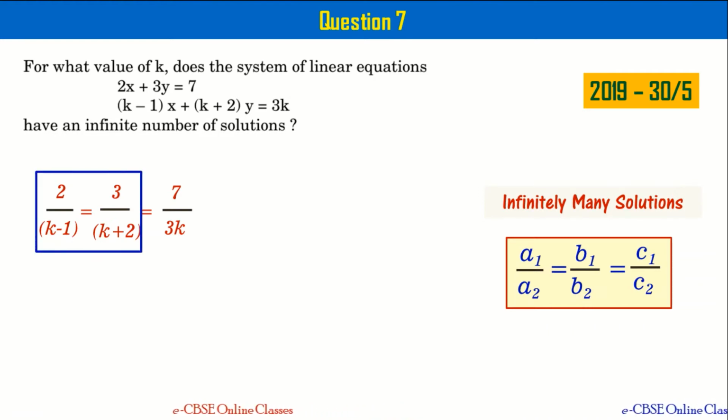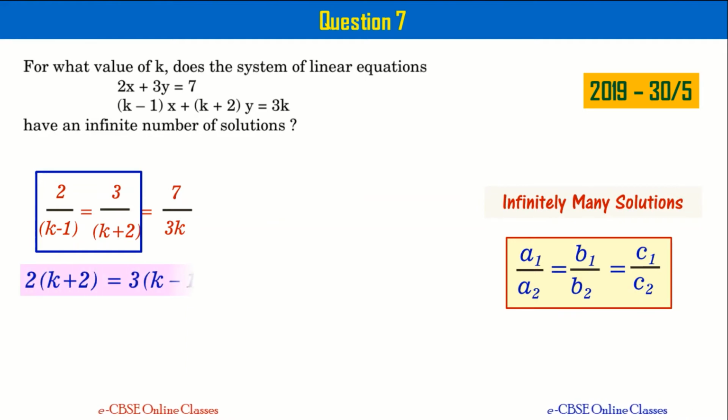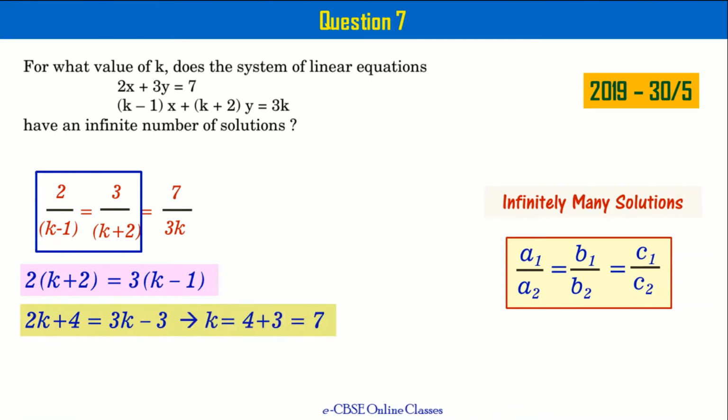If you take the first two and cross multiply, you get the relation like this: 2 times (k + 2) equal to 3 times (k - 1). Simplify it such that you get k = 7 as the answer.